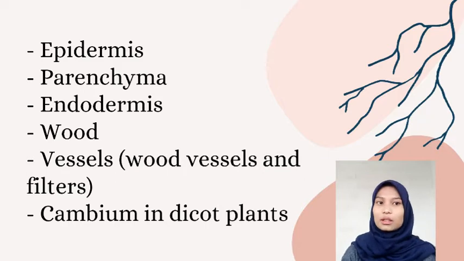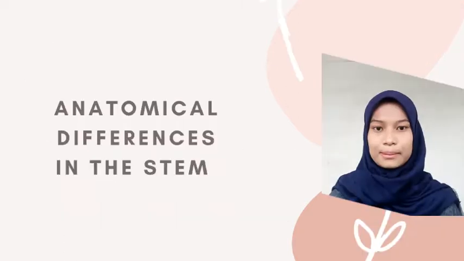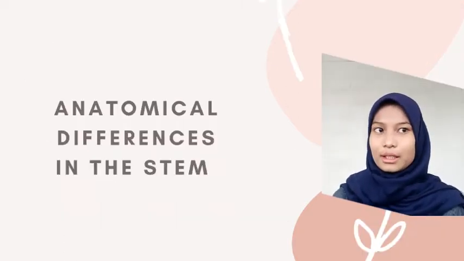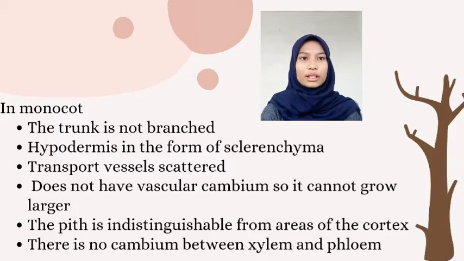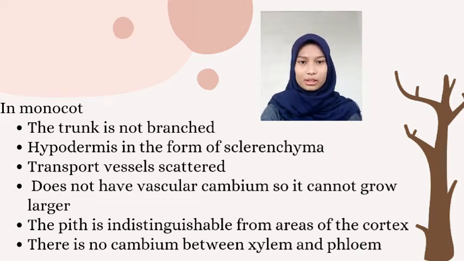Roots have tissues composed of epidermis, parenchyma, endodermis, wood vessels, and phloem, with cambium in dicot plants. Anatomical differences in the stem. Monocot: the trunk is not branched. Hypodermis in the form of sclerenchyma. Transport vessels are scattered. Does not have vascular cambium, so it cannot grow large.